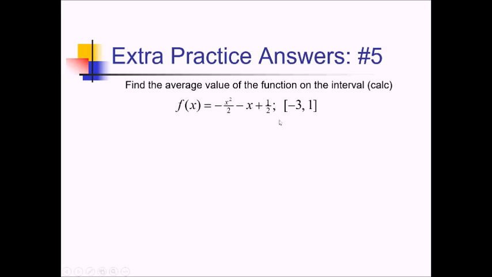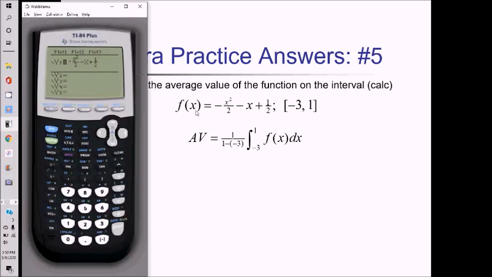So I need to do 1 over the interval length. That's 1 over 1 minus negative 3. Multiply that by the integral from negative 3 to 1 of whatever I'm trying to average, which is this whole function here. I'm just going to call that f of x since they already named it for me. No point in rewriting it. Let me do this on the calculator now.